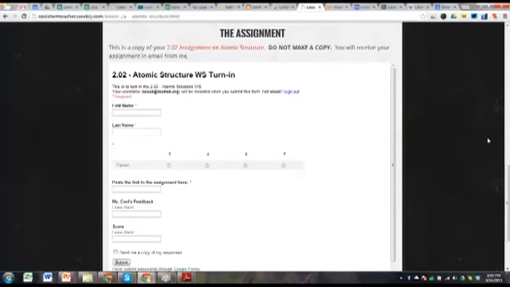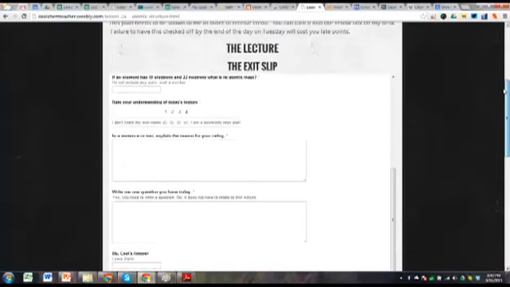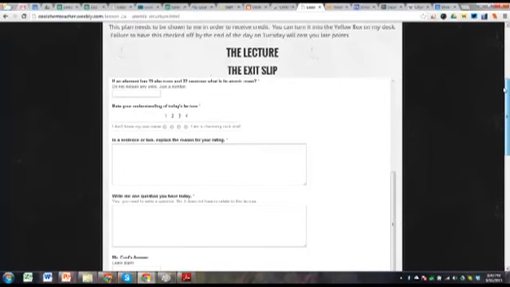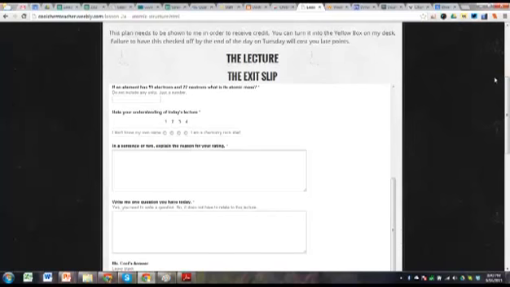And then right down here is the assignment turn-in page. So again, please fill out the exit slip so I have an idea of your understanding. You do get points for doing it, but I don't take away points if you get the wrong answer. Okay?